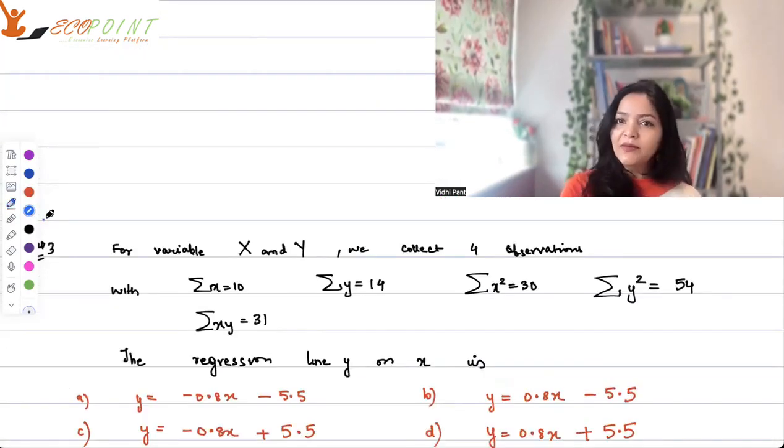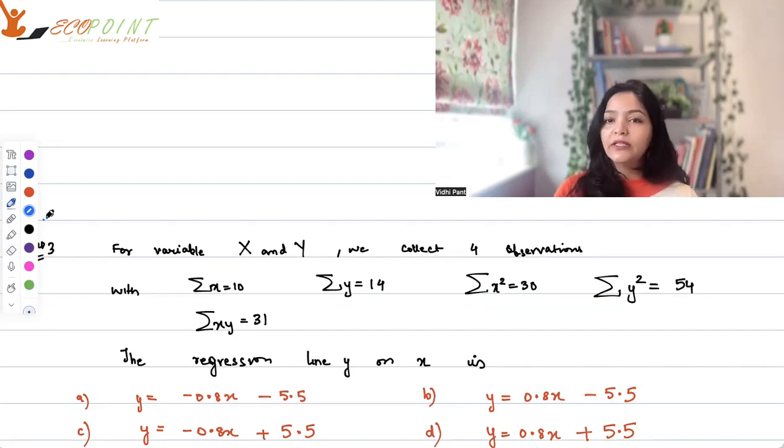Next question. Sometimes you find certain questions relating to regression line y on x, x on y. So let me just take up that question. For variables x and y, we collect 4 observations. So n is equal to 4. With summation x equals to 10, summation y equals to 14, summation x square equals to 30, and summation y square equals to 54. Summation xy is equal to 31. The regression line y on x is, and these are your options.